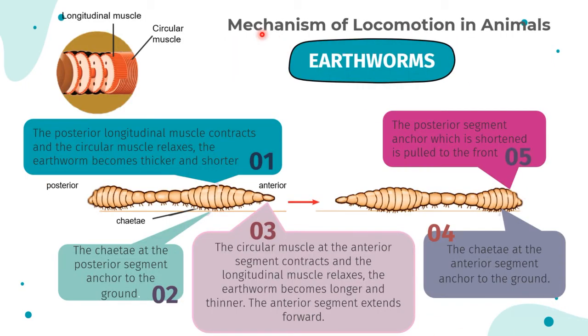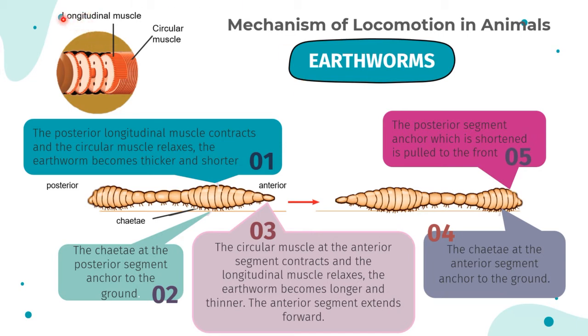Okay. Next, we go to the mechanism of locomotion in earthworms. The earthworm is a type of animal that has a hydrostatic skeleton. So there are no bones in the earthworm. So how does the earthworm move from one place to another? By having muscles. So what sort of muscles are involved in the earthworm?